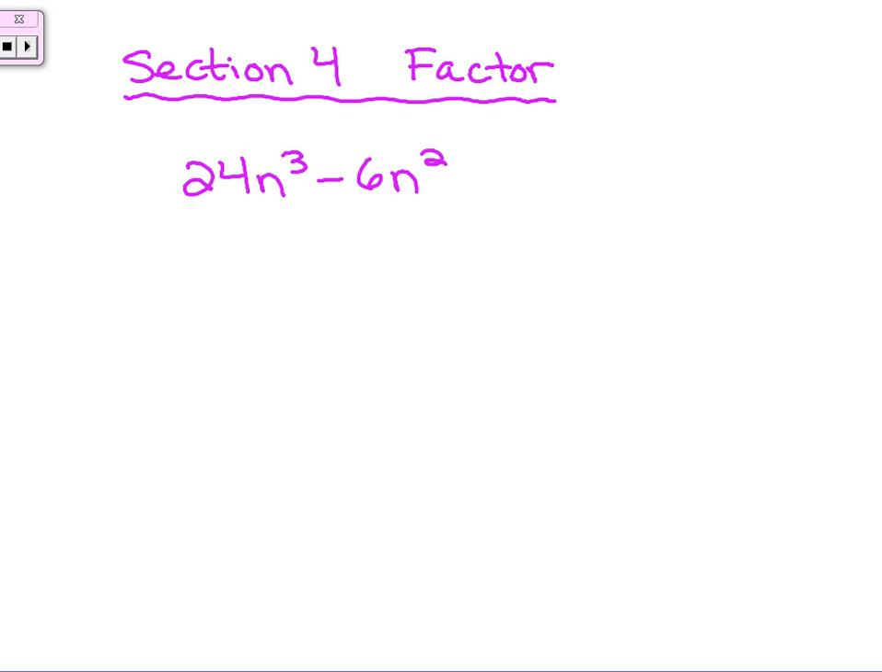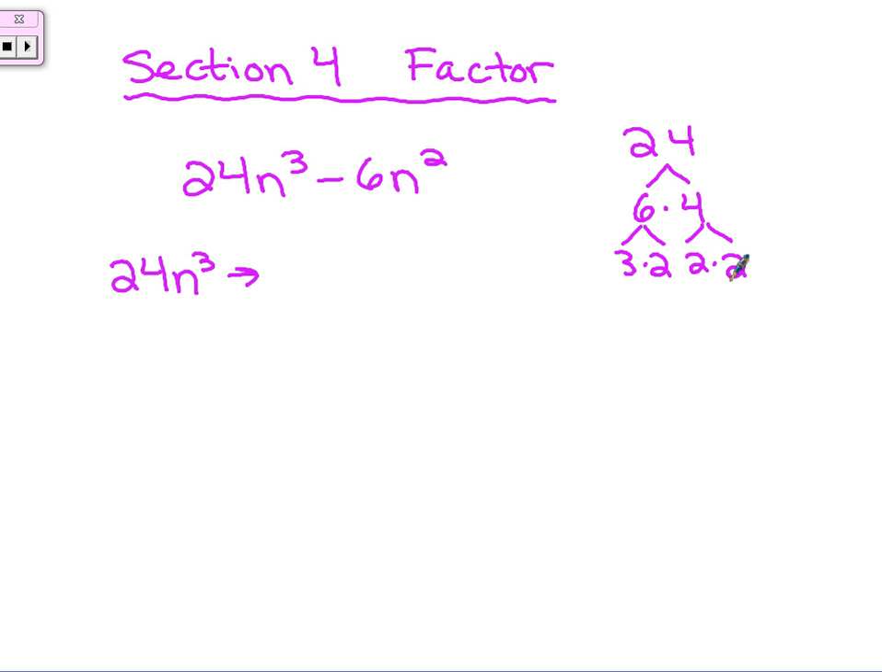First, we need to figure out the greatest common factor. We need to figure out what they have in common. So the number 24, I'm going to do this off to the side here. I could do 6 times 4. That would work. What else could I do? Well, the 6 I can break down into 3 times 2. The 4 I could break down into 2 times 2. And I can't do anything with those. So my factors for 24 are 3, 2, 2, and 2. And then it has 3 n's. 1, 2, 3.